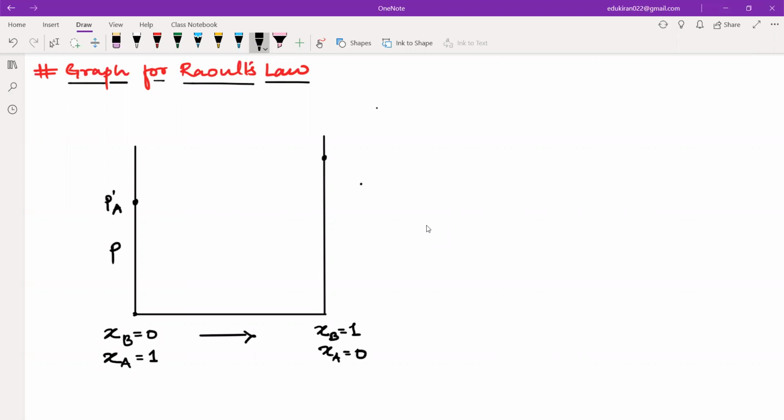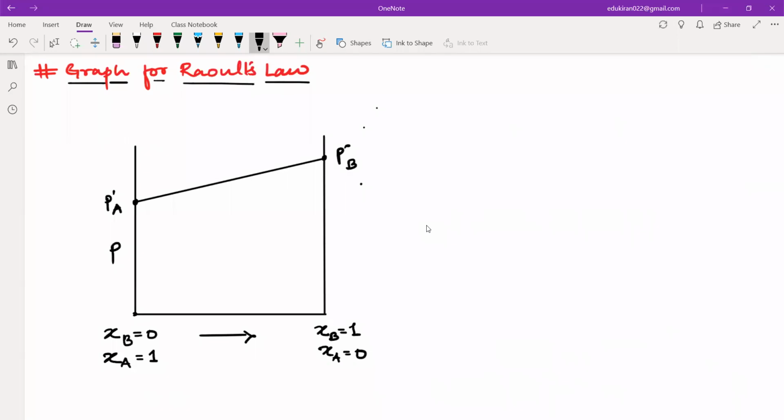Chi a will be equal to 0 here, and let us say that chi b is more volatile, or it has more vapor pressure. So this will be P naught of b, and you just join these 2 points, and you will be getting the plot for Raoult's law. Okay, plot for Raoult's law.